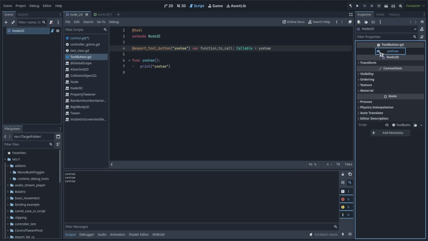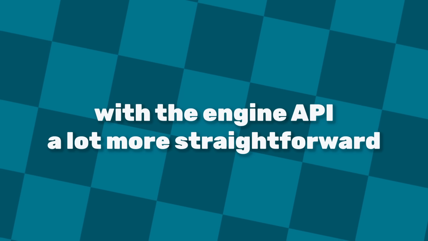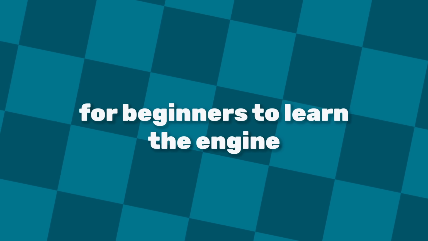I like that it's so simple to use. You don't have to mess with making inspector plugins or any plugins at all because it's just a normal annotation. Do note that you need to use the tool annotation at the top of your script if you want to use this feature. The next feature helps with interacting with the engine API a lot more straightforward. It's also going to ease some of the friction for beginners to learn the engine.